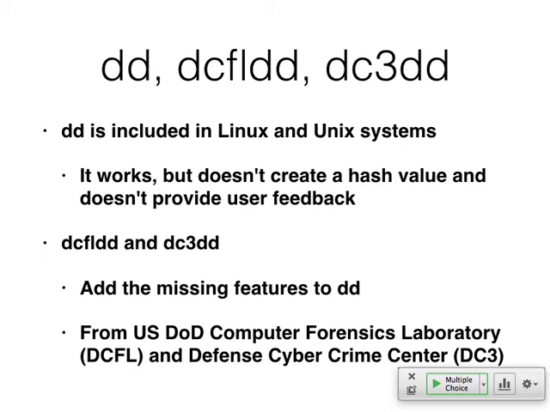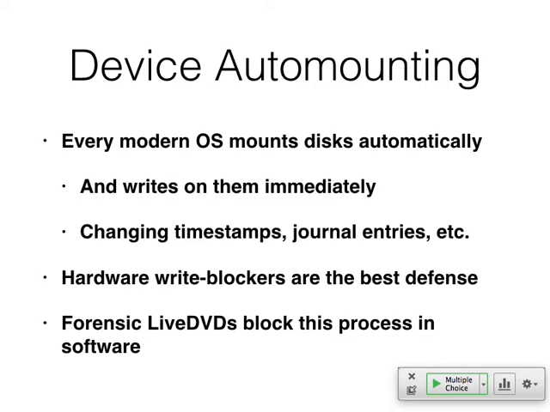So DD is included in all Linux systems. It's been around forever. It's available, but the problem is it doesn't give you much feedback, so you don't really know if it's working, and it doesn't create the hash value. So they made these slightly modified versions from the DoD and the Defense Cybercrime Center, and those just write more feedback out and create another file with the hash values in there.